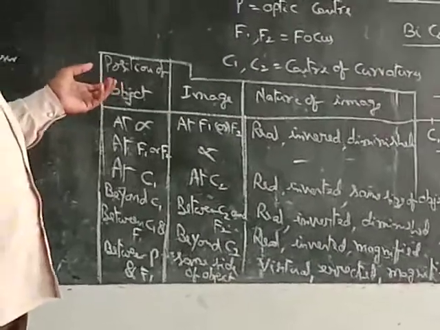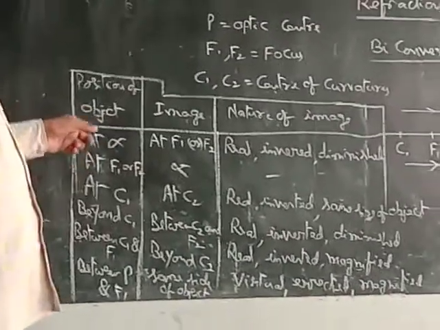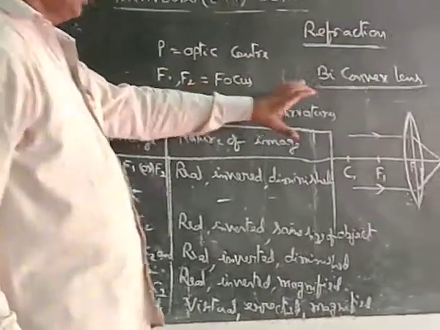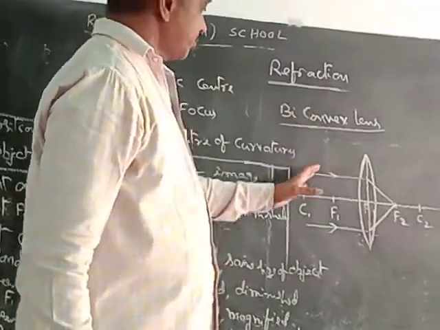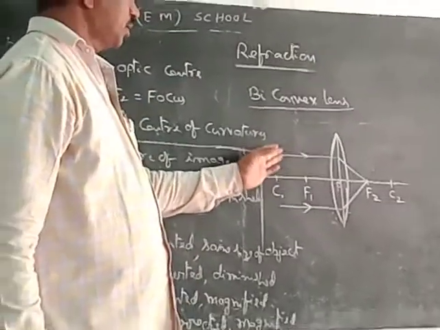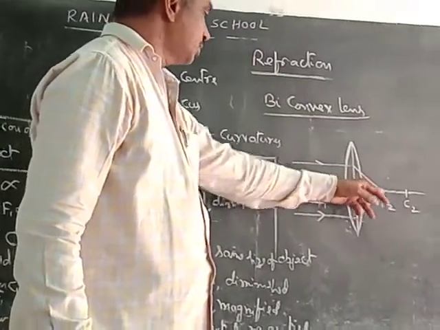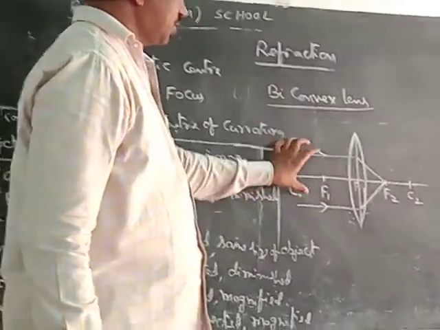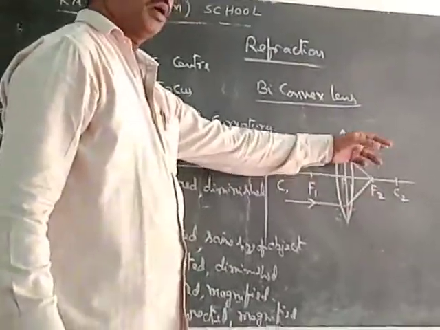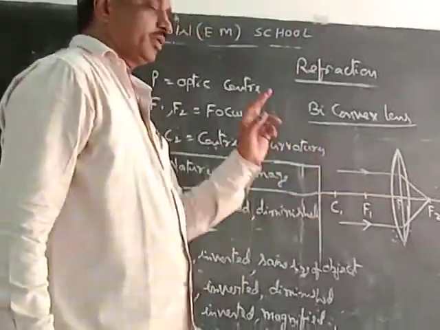types of images are formed? First one is object at infinity. Object at infinity means the light rays coming from the infinite object are all parallel to the principal axis. After refraction, they meet at either F2 or F1. Suppose in this direction, light rays meet at F2. In the opposite direction, they meet at F1.